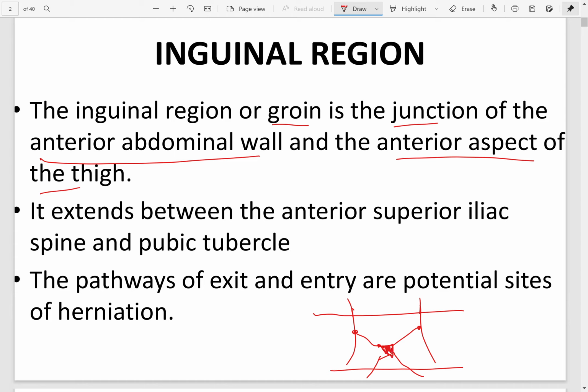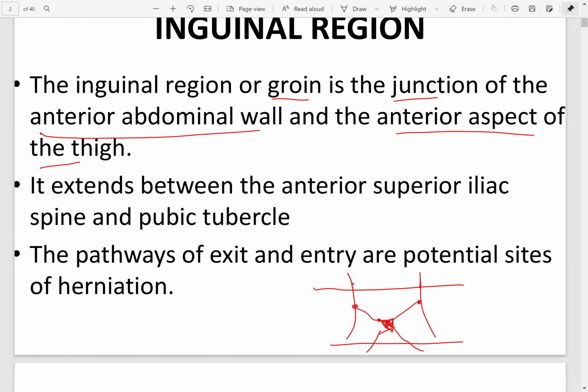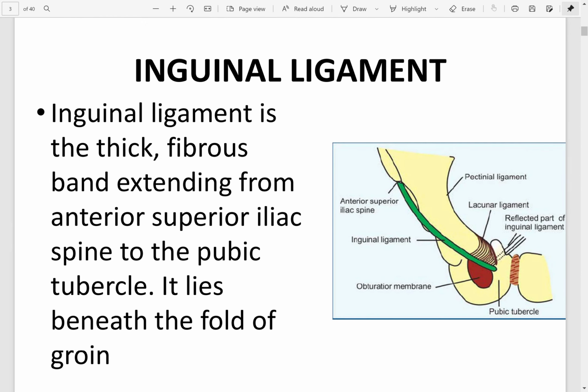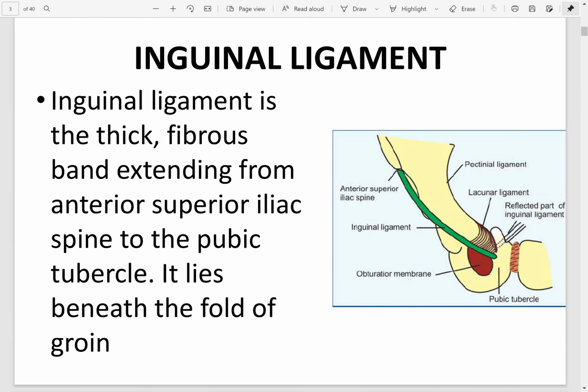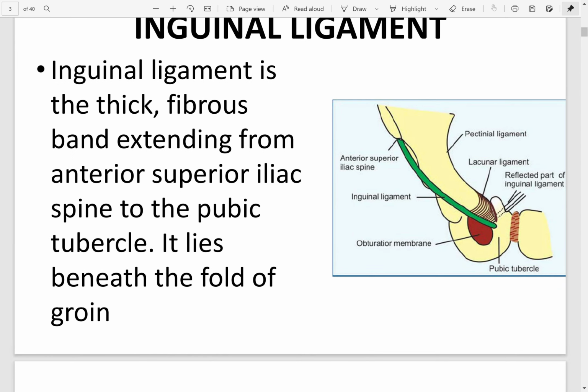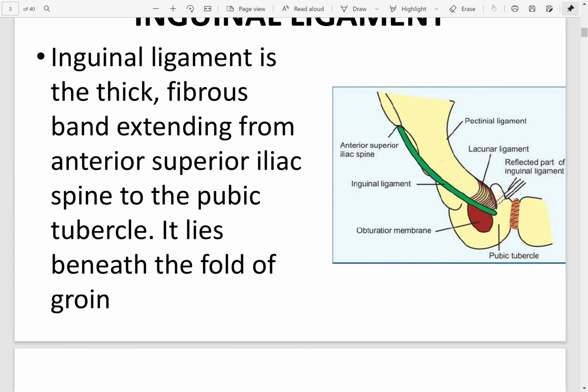Okay, so the pathways of entry and exit are potential sites of herniation naturally in every person. It's more common in males than in females. So the inguinal ligament, so this is the inguinal ligament, and the medial part it continues something known as lacunar ligament. So that is another important thing. It extends from the anterior superior iliac spine till the pubic tubercle. So that is the inguinal ligament.